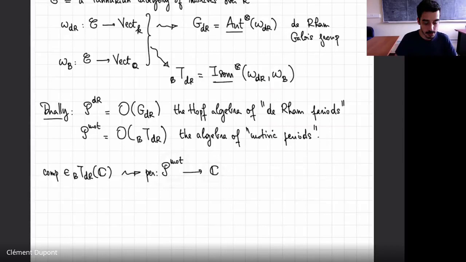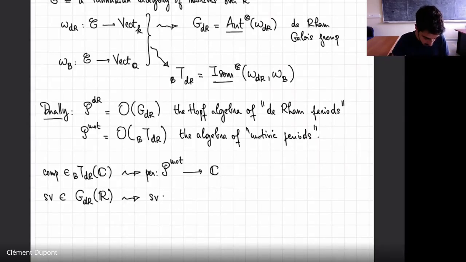So you want to think of elements of P-mot as just abstract periods, and their images through this map as concrete complex periods. And now you have the single-valued period map, and this is actually a point of the de Rham Galois group. And it's a real-valued point, as we saw. And you can view this as some map that I'm still calling SV from the de Rham periods to the real numbers.